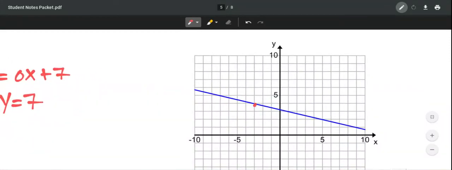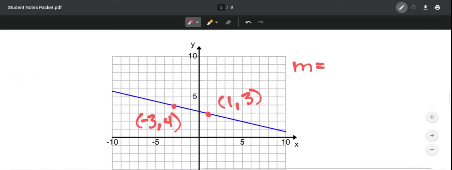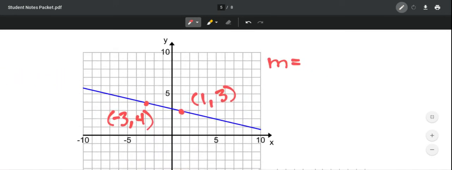So this one is where you find 2 points. And you can pick any 2 points. It does not matter. 1, 3. And negative 3, 1, 2, 3, 4. And then you need to find your slope. So you can do rise over run or you can do slope formula. I went up 1, so that's my rise, and then I went over 1, 2, 3, 4. So your slope is negative 1/4.